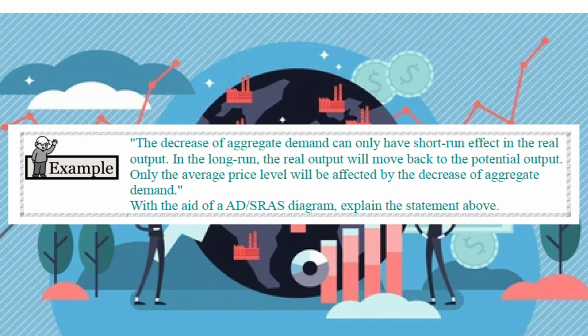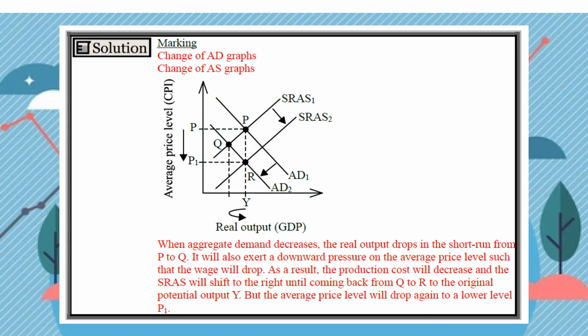Let's think about it. They said use the AD and SRAS diagram to explain this statement. So think about what is changing and what is not changing, short run and long run. Very confusing. Okay, pause the video or go back and watch the previous part and you'll know how to answer it. Welcome back. Now it's changing.